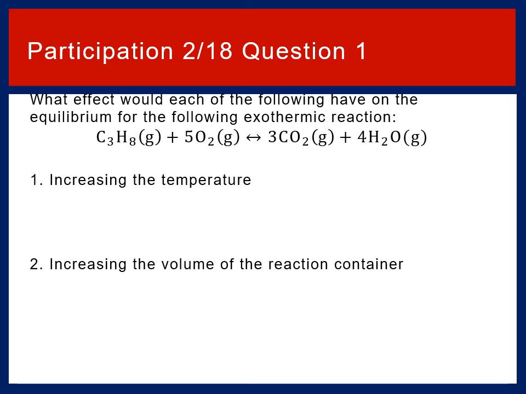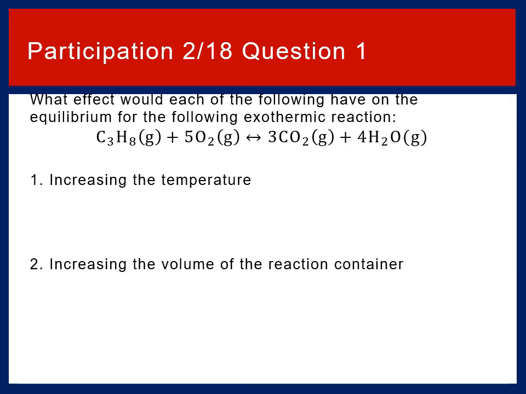With that in mind, participation 218, question 1. What effect would each of the following have on the equilibrium for the following exothermic reaction? C3H8 plus 5O2 yields 3CO2 and 4H2O. Everything's a gas. So 1, increasing the temperature, and 2, increasing the volume of the reaction container. This is the first question on participation 218, due Friday, February 18th at 11:55 p.m. over on Blackboard. Link to the assignment is right below the links to these videos.